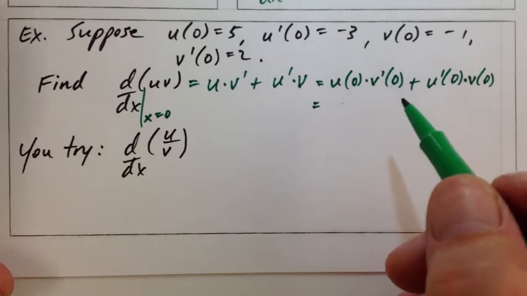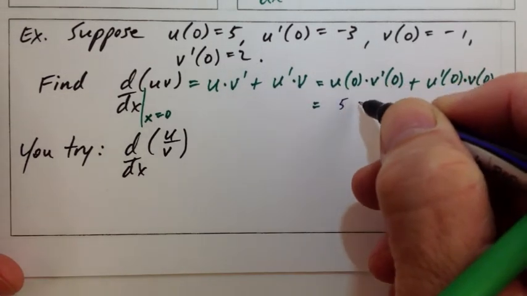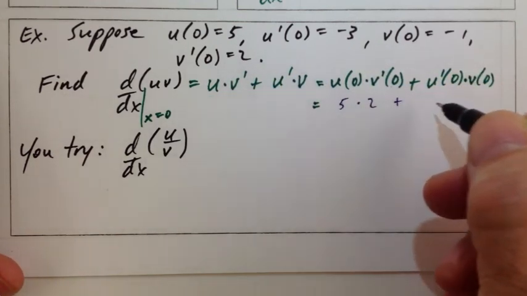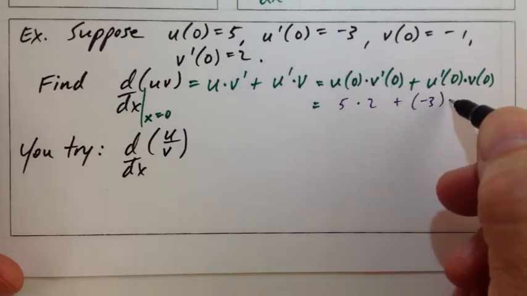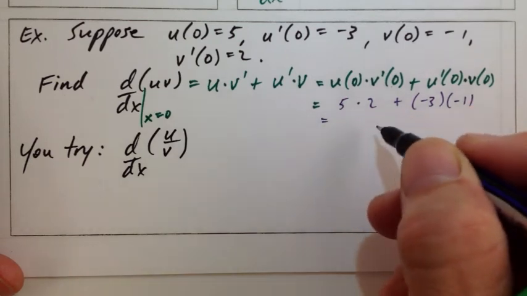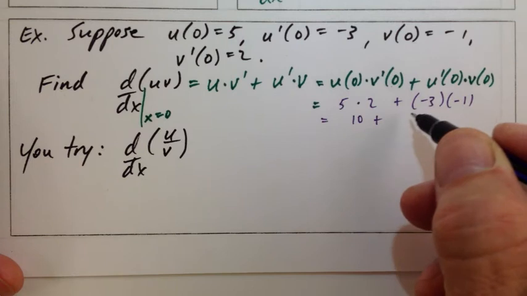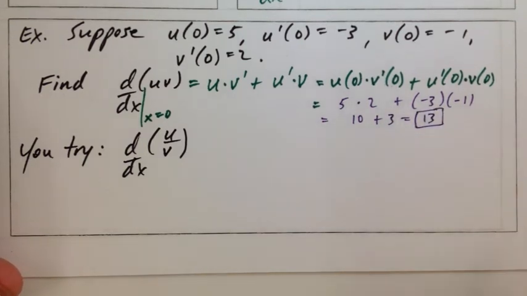Okay, and we know what u of 0 is. It says it right here. u of 0 is 5. And v prime of 0, we just have to write that in. That's 2. Plus u prime of 0 is negative 3, and v of 0 is negative 1. So we have 5 times 2 is 10, plus negative 3 times negative 1 is 3. So we get 13. So 13 is the answer.